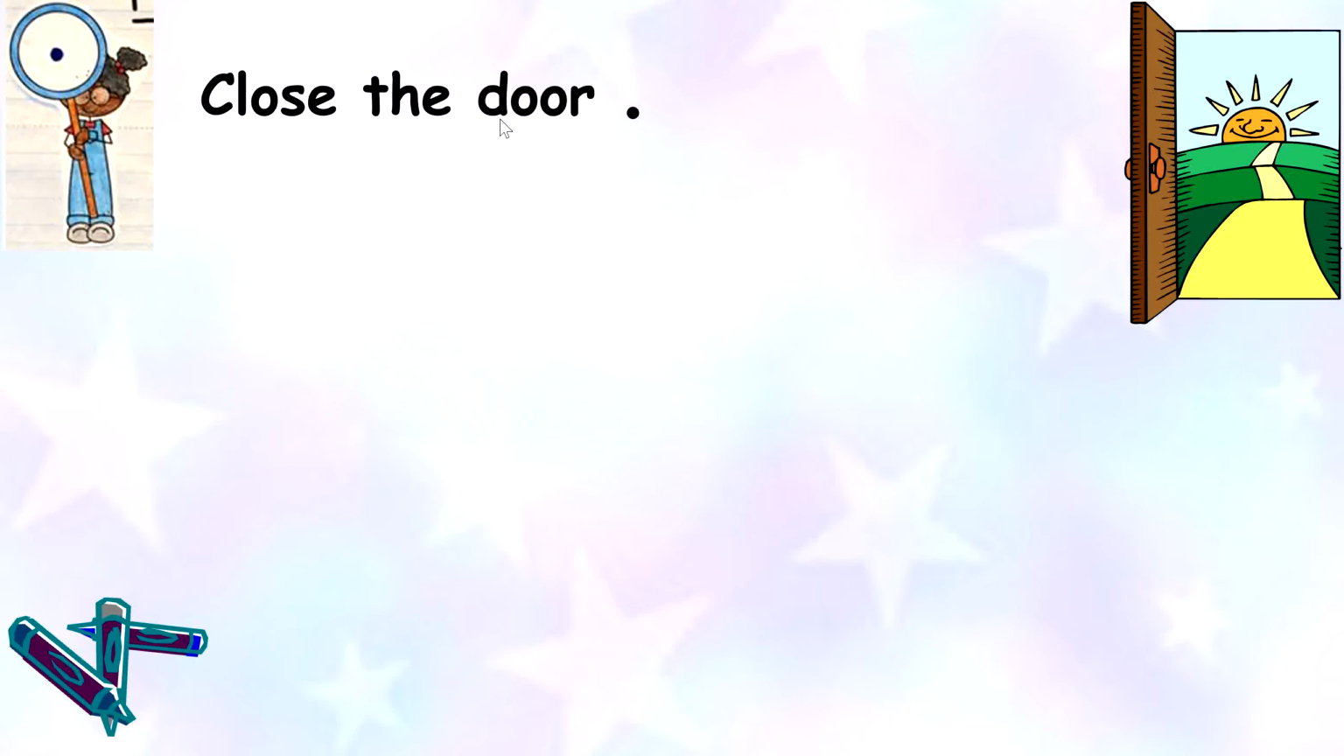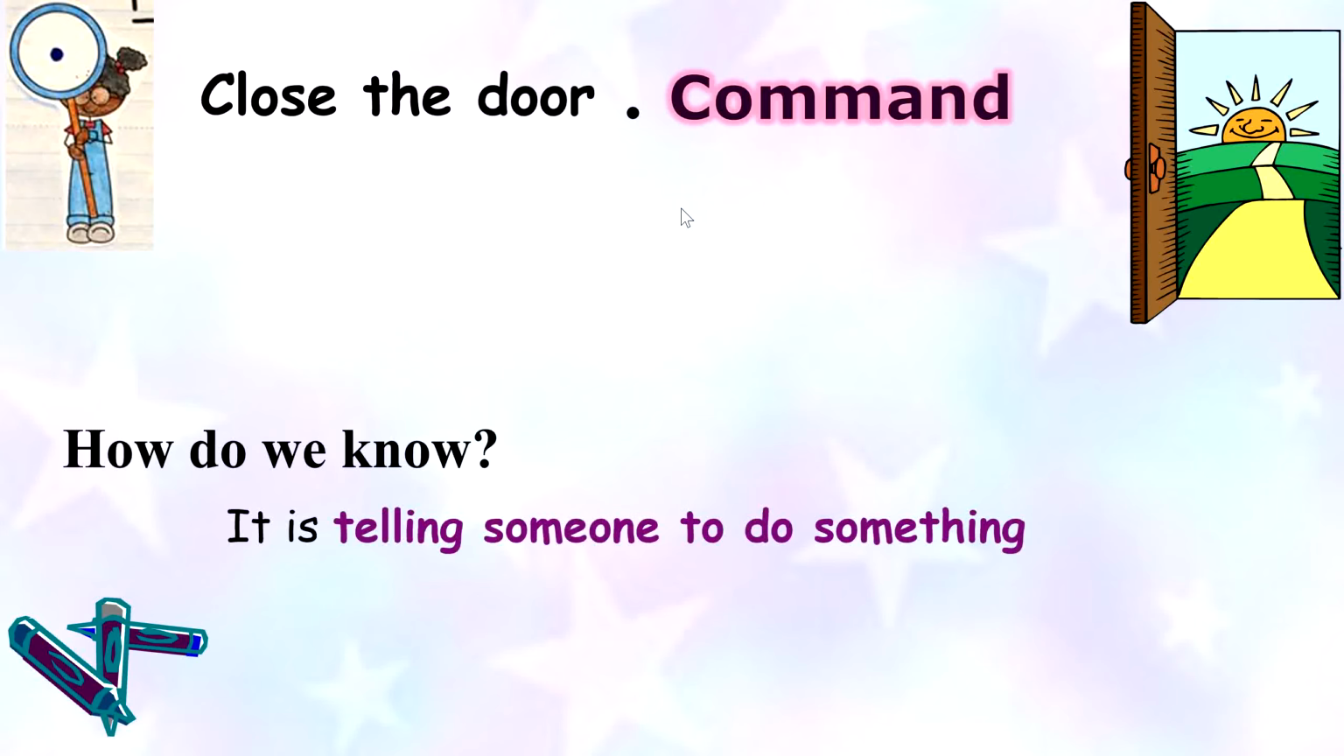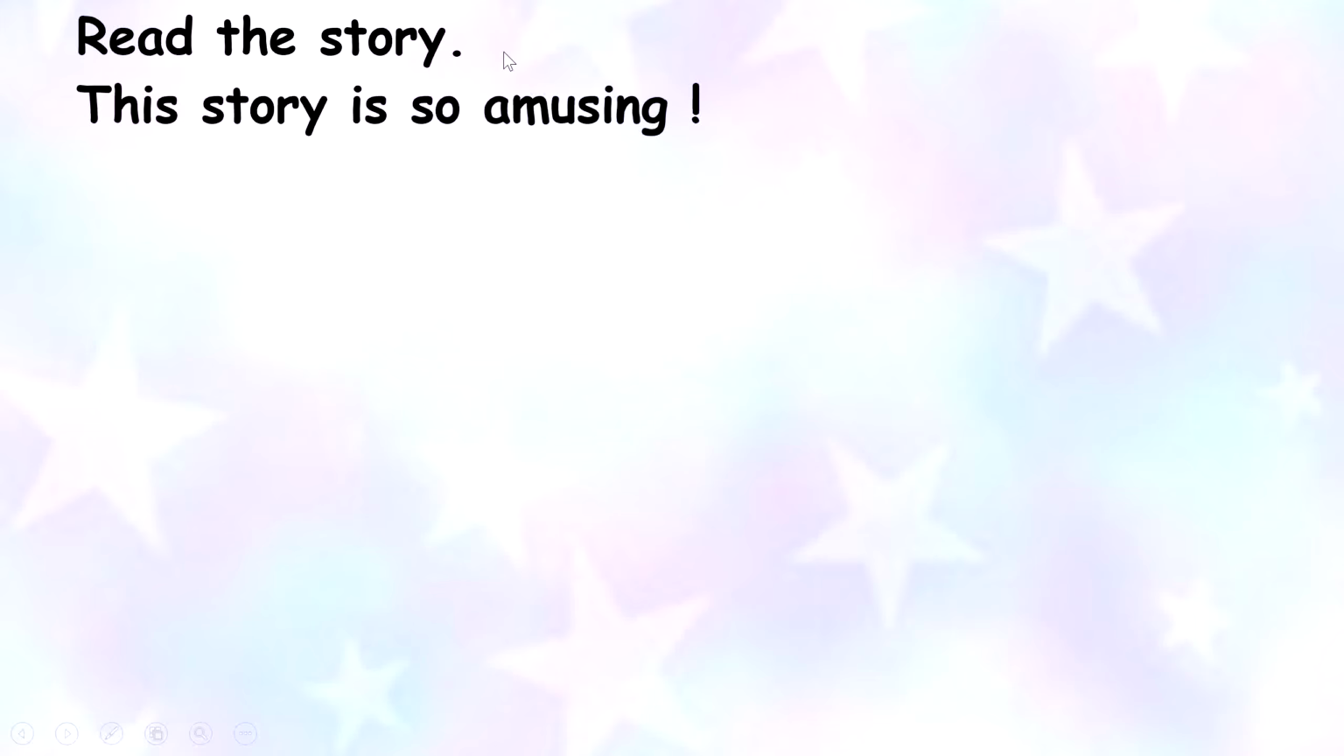Now I want you to guess. What's this sentence? Close the door. What's the type? It begins with the action verb close, ends with a full stop, so we call it a command. How do we know? It tells someone to do something by the action verb at the beginning, and it starts with the action verb. Read the story. Again, what's the type of this sentence that begins with the verb and ends with a full stop? Of course, it's a command.